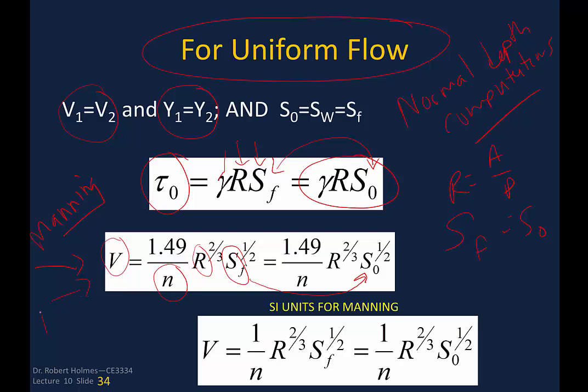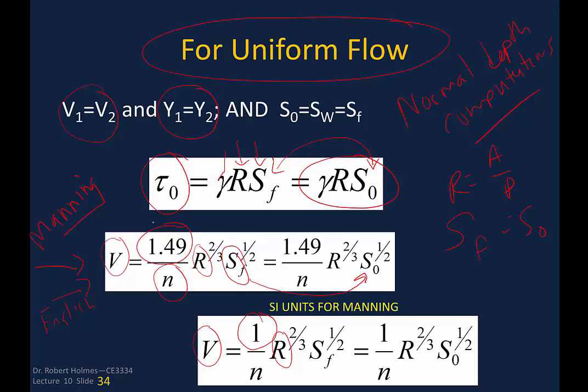Now, reminding you, this is the English version of the Manning equation. If you're going to be in SI units, where velocity would be in meters per second and the hydraulic radius would be in meters, the constant on the top is 1 instead of the 1.49 which you find in the English version.